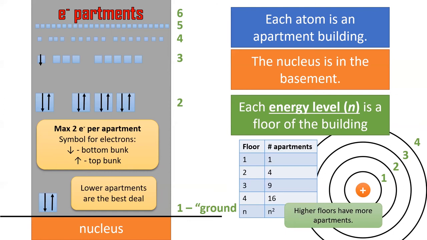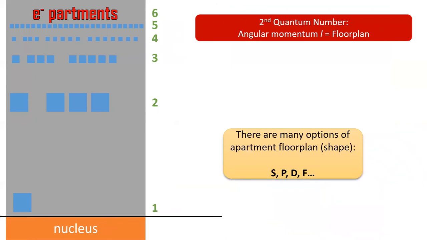The apartment building has a few different options on apartment floor plan or apartment shape. Actually, there are infinite options of floor plan, but we only need to know about 4 of them, as you'll see shortly. Each shape has its own nickname, the letters S, P, D, and F.